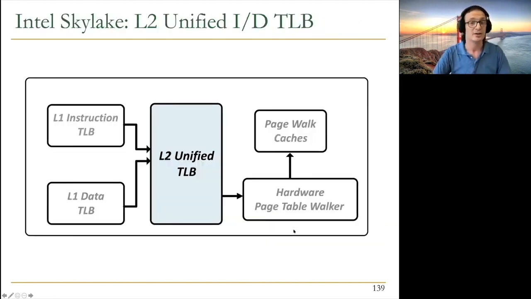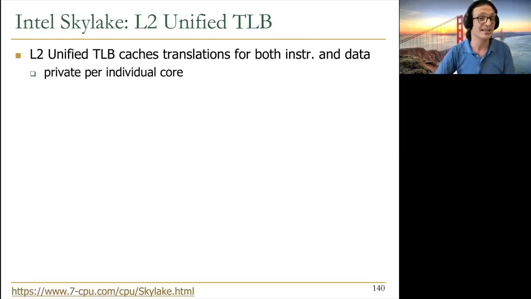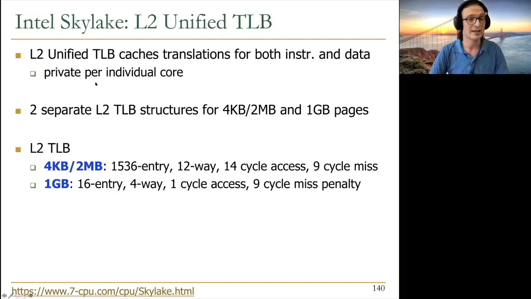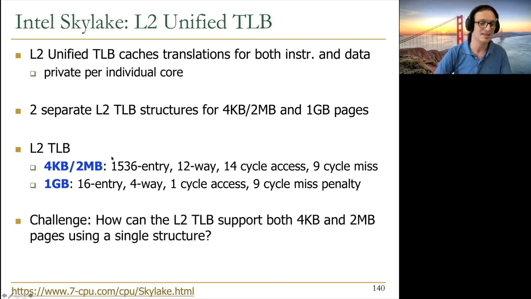Okay, so there's an L2 unified instruction and data TLB. Essentially, the L2 unified TLB caches translations for both instruction and data. It's still private per individual core. And there are 2 separate L2 TLB structures now: one for 4 kilobyte and 2 megabyte pages, and one for 1 gigabyte pages. And you can see that these are bigger. But again, they decided to consolidate 4 kilobyte and 2 megabyte together. So the design of the TLB is a little bit more complicated for this one. These are bigger, as you can see, and you can see the penalties.